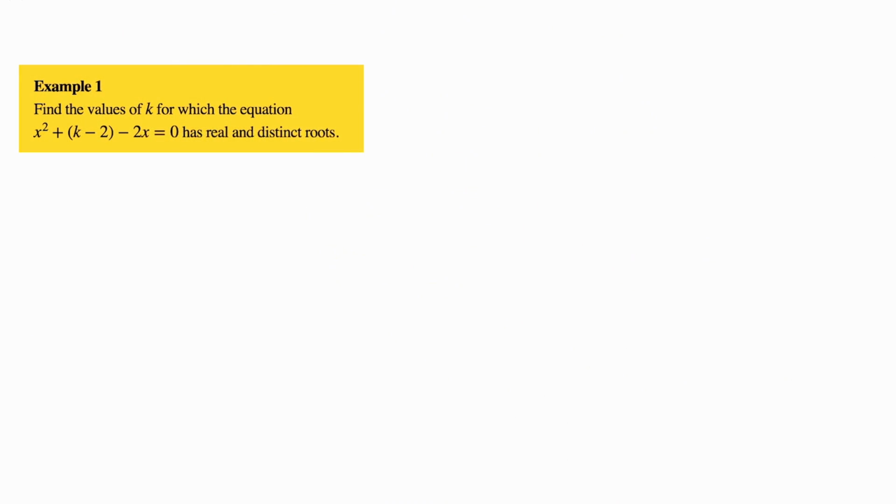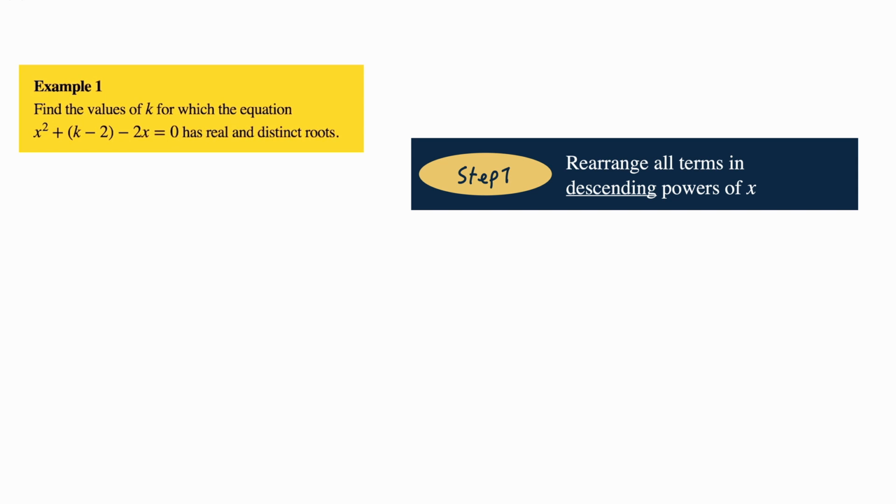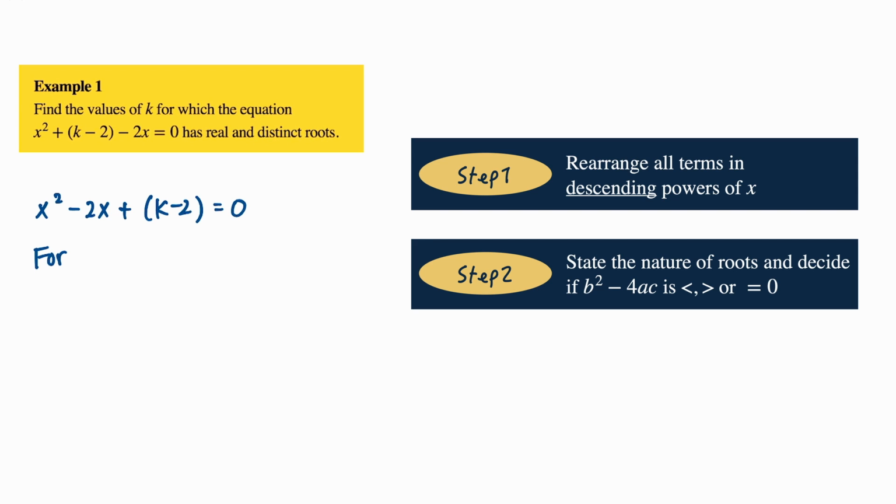Now let's check out this very common question that you might see. We are going to find the values of k for which this quadratic equation has real and distinct roots. Now the very first step we can do is to rearrange the equation in descending powers of x. So in this case it is x squared minus 2x plus k minus 2 equals 0. The next step is to state the condition for the real and distinct roots to happen. So recall that for real and distinct roots, b squared minus 4ac is more than 0.